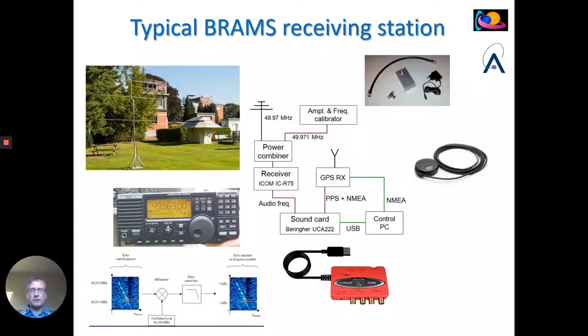What is then the black round device at the right side? This is a GPS receiver. It is not used to know the position of the station, but to have a very accurate timestamp. If you want to learn more about our receiving station setup, you can read the installation manual at the link that we will post with this video.